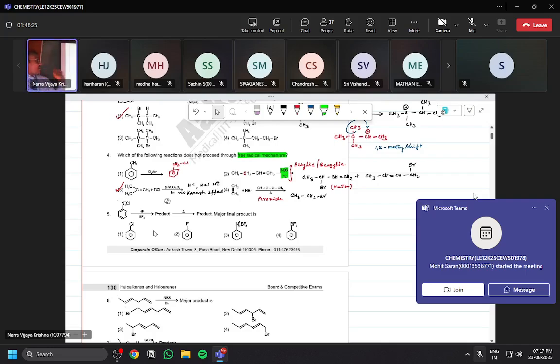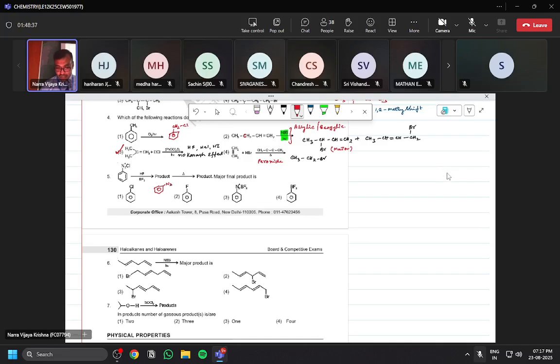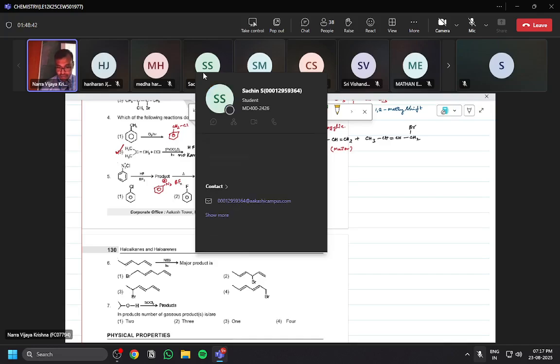Yes, sir. Now, diazonium chloride with HF and BF3. What will you get? You will get N2 plus BF4 minus. Right? HF and BF3 will combine to form H plus BF4 minus. Correct? That H plus and Cl minus go out as HCl. You will get this one. This on heating gives fluorobenzene.